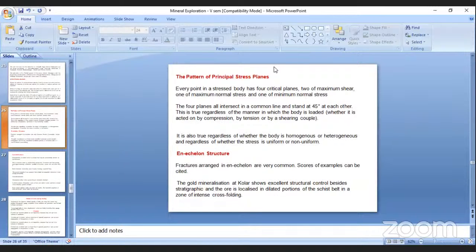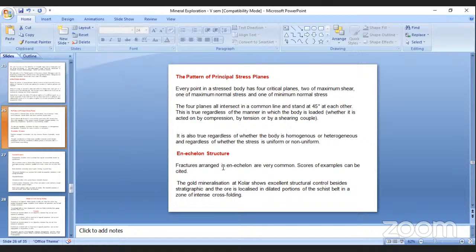This is true regardless of the manner in which the body is loaded, whether it is acted on by compression, internal force, tension, a shearing couple, or whatever it is. It is also regardless of whether the body is homogeneous or heterogeneous. So the stress may sometimes be uniform or non-uniform. Based on the stress and the strain, different mineralogical formations will be there.